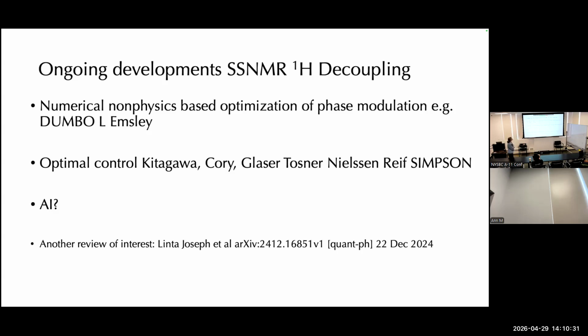Now, other developments. Numerical, non-physics based optimization of phase modulation. I just put these out like some smart person just did this and here it is. I didn't say how they came up with the idea. I didn't say how it's treated theoretically. Here's one where the PIs explicitly said, we didn't use physics at all. And this is not recent. This was early to come up with an idea like this.